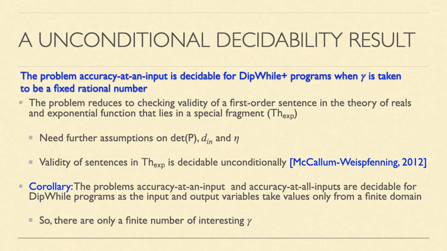Essentially, in this case, the first order sentence that we get lies in a fragment for which the validity problem is decidable. As a corollary of this result, the decision problems accuracy at input and accuracy at all inputs, both of them, are decidable for diff-while programs whose input and output variables take values only from a finite domain, and hence there are only a finite number of interesting gamma to consider.